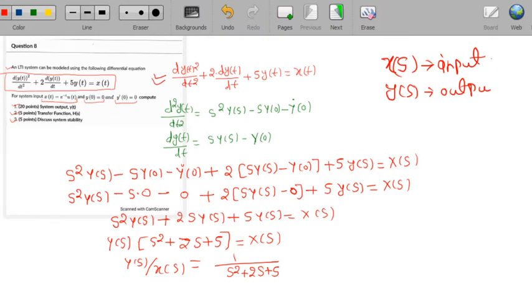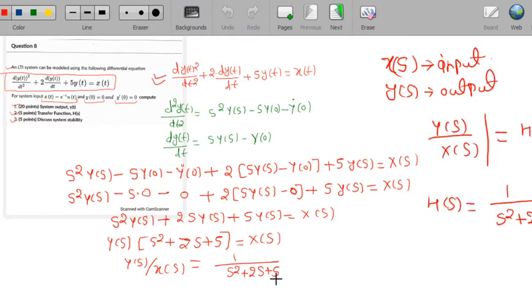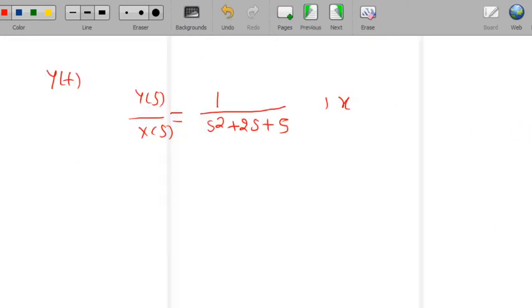Correct? Now come to the other part. We have to find y of t. So Y of s upon X of s we have 1 upon s square plus 2s plus 5. Correct, my friend? See the previous page. X of t we have is e to the power minus t u of t.